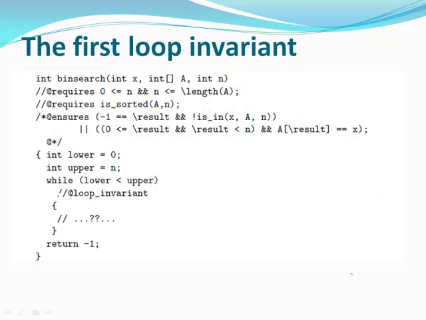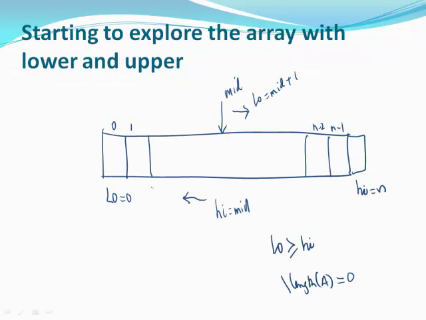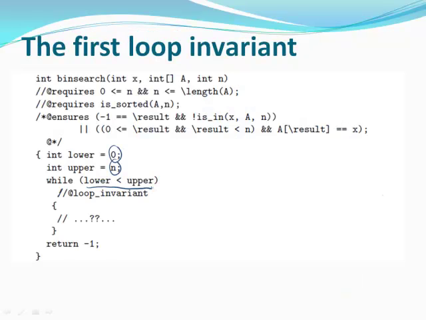So we write our first loop invariant. The first loop invariant is that we start with lower to be 0 and upper to be n. We like to run the loop as long as lower is less than upper, because we said that if lower is greater than or equal to upper, the length would be 0, and we would stop it.